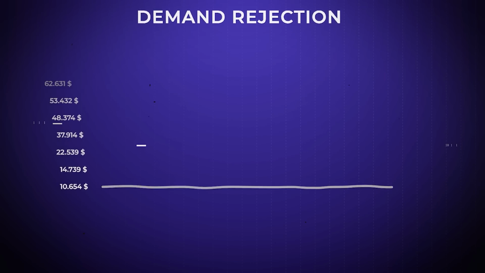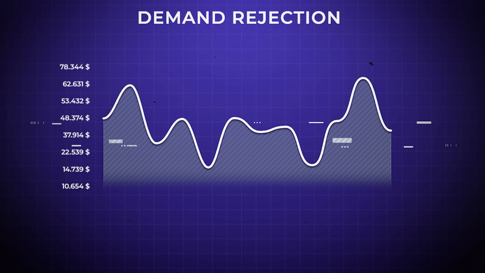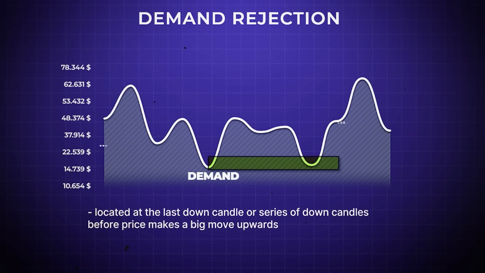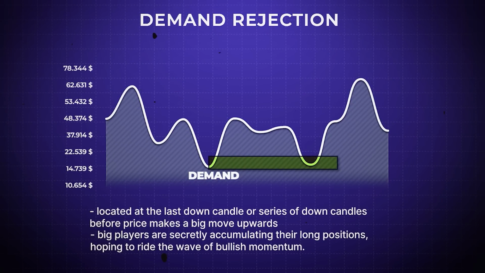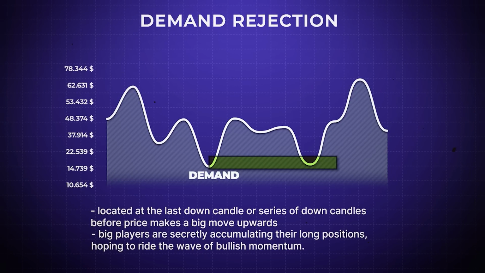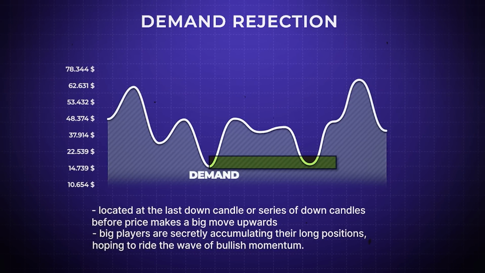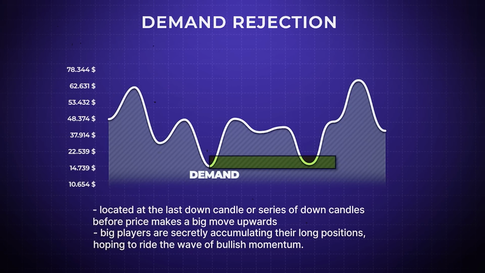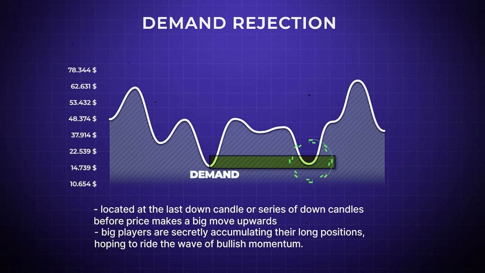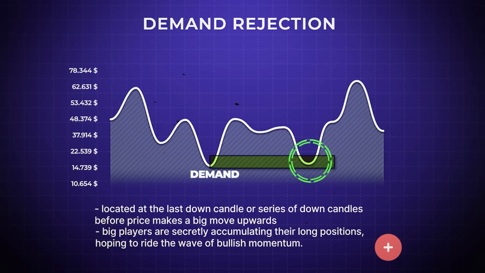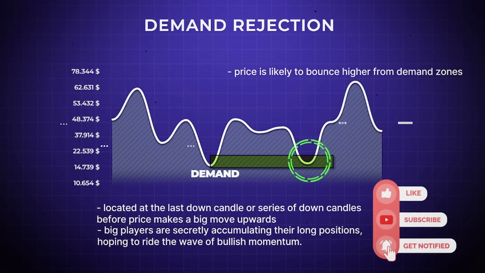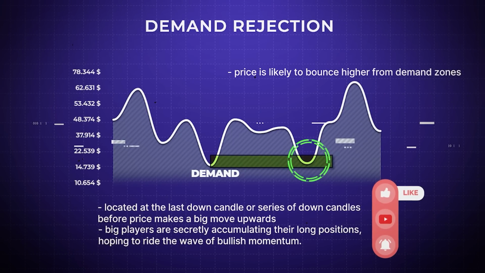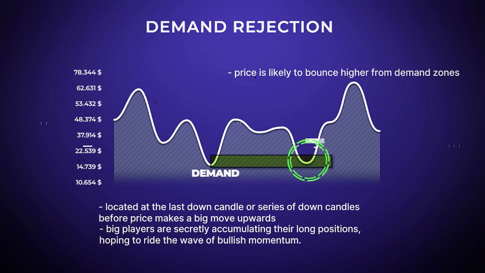A demand zone is located at the last down candle or series of down candles before price makes a big move upwards. This is where the big players are secretly accumulating their long positions, hoping to ride the wave of bullish momentum. When price comes back down to this demand zone, you often see a strong reaction. That's why demand zones act as strong support levels, where price is likely to bounce higher.